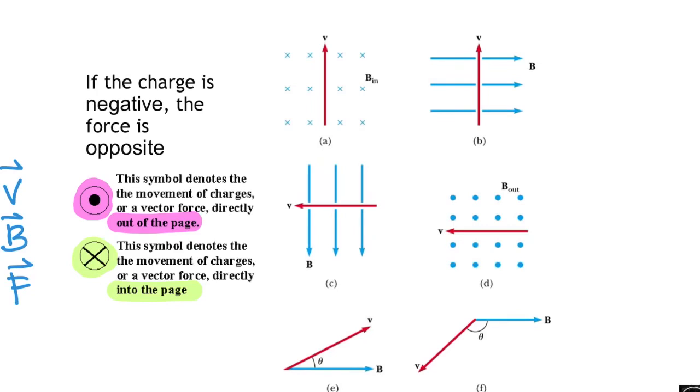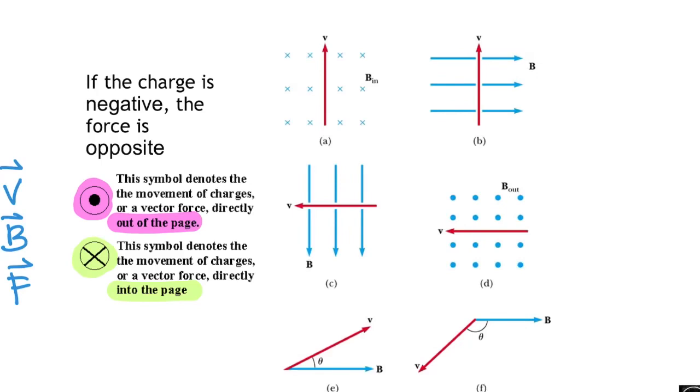For the dot, this is an analogy of an arrow actually. If an arrow is moving out of a page, you will see firstly the tip of the arrow, so it is represented by the dot symbol. And if an arrow is penetrating a page, what will happen? You will see the tail of the arrow, which is represented by the cross symbol.